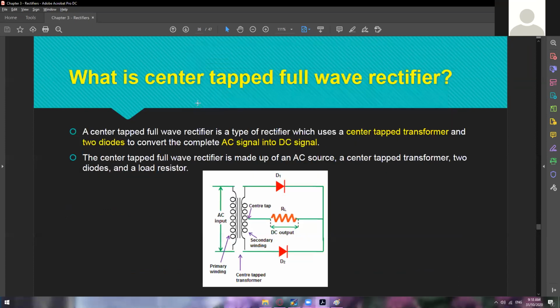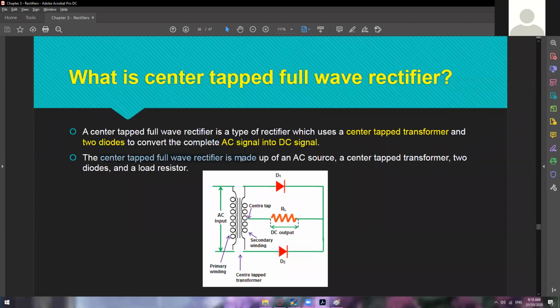Right? So again, what is a center tap full wave rectifier? A center tap full wave rectifier is a type of rectifier which uses a center tap transformer and two diodes. Okay, so we have a center tap transformer and then two diodes, and then of course our load resistor to convert the complete AC signal into DC signal. So this one is still a full wave rectifier.